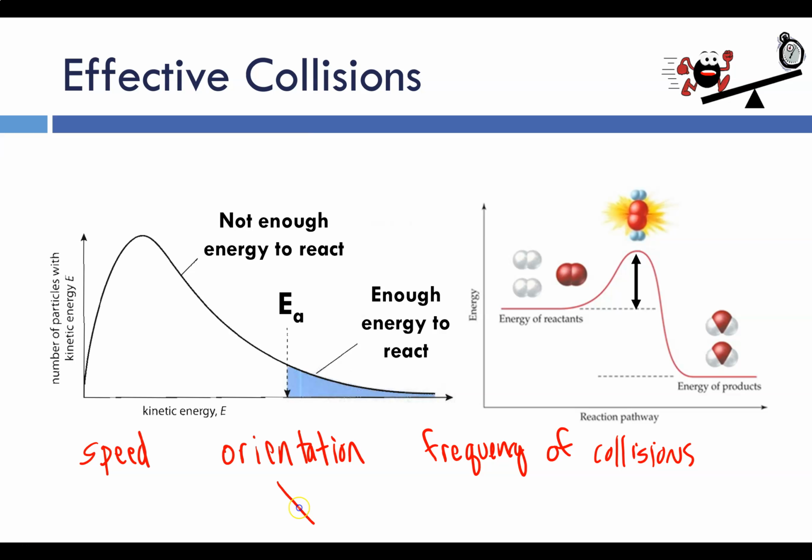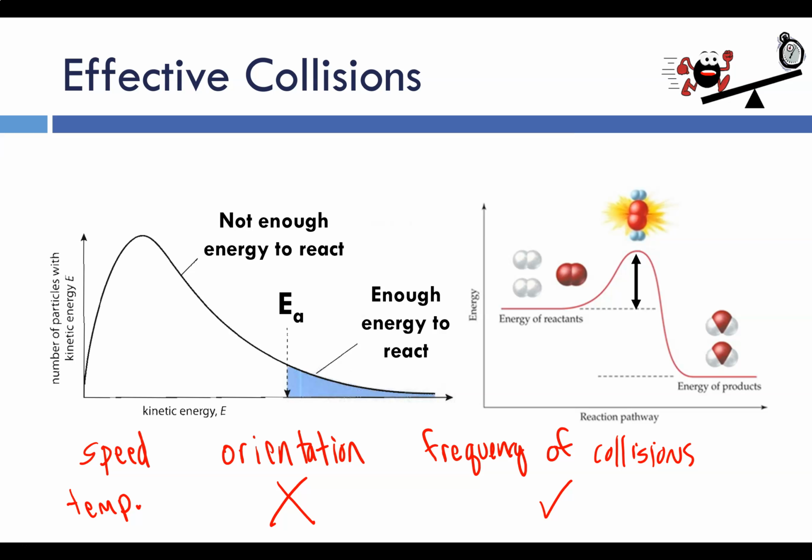It turns out we cannot control orientation. Again, you can't hold the molecules in positions to smash them together. Speed is really related to temperature. And the frequency of collisions, this is what we're going to try to manipulate. The more frequently molecules collide, the greater the odds are that they'll have enough speed and the correct orientation to react. The less frequently reactant molecules collide, well, then there are less chances for that reaction to occur.